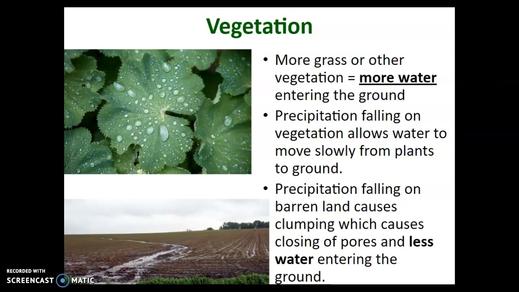And then precipitation falling on barren land, so barren means that there's not really a lot of vegetation. It can cause clumping, which can close pores and create less water entering the ground. Okay, so more vegetation means it's more likely to become groundwater. Less vegetation, so less plants, means that it's more likely to become runoff. So the more vegetation, more infiltration, groundwater, less vegetation, less infiltration, surface water.